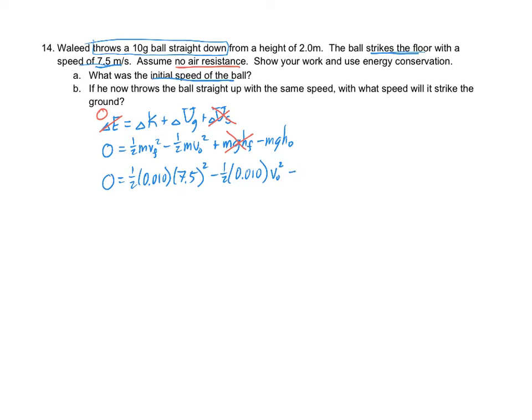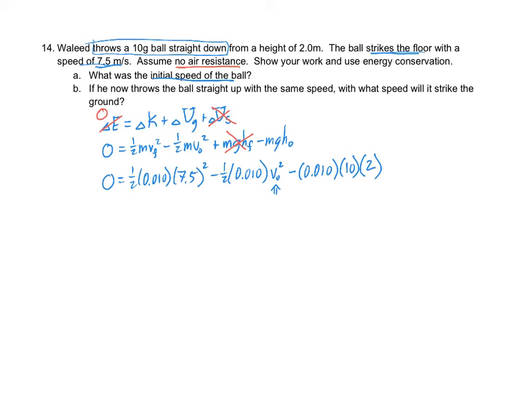Minus, and then we've got the mass again, 0.010, mass times gravity, which we'll take as 10, and then times the initial height there, which was 2 meters. All right, so again, all we have left is the v here. So you should be able to find each of these numbers and solve.